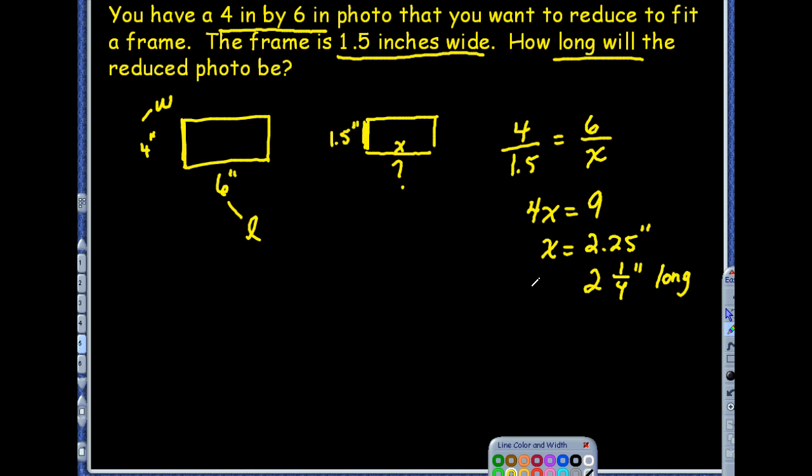Now, would that be a reasonable answer? Sure, yeah. It's a little longer than the width. Uh-huh. It's definitely shorter than the original length. Which it should be because you're reducing the photo.